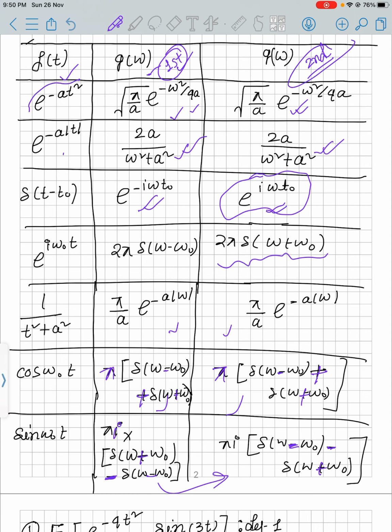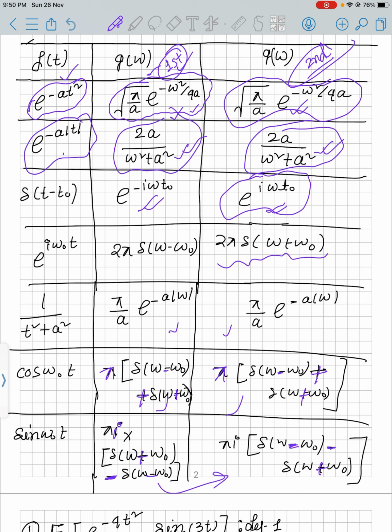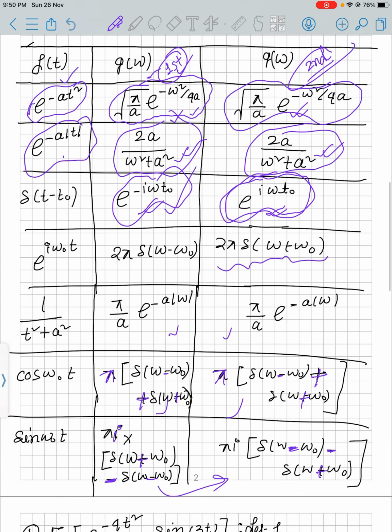See that for the even function like e to the power minus a t square, this is pi by a, e to the power minus omega squared by 4a, and this also is the same. Now for this also these two are the same. Okay, now you can see that for the functions which are even, using both definitions we get the same result. Okay, so for the delta function directly it comes out different. So this one is minus and this one is plus. Using the first definition we get minus, using the second definition we get plus.